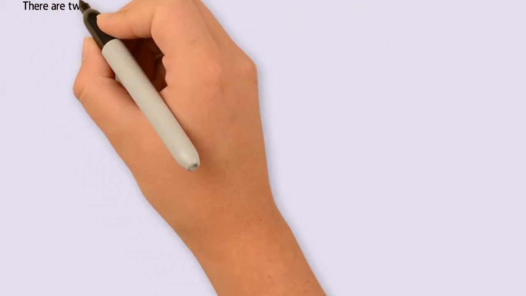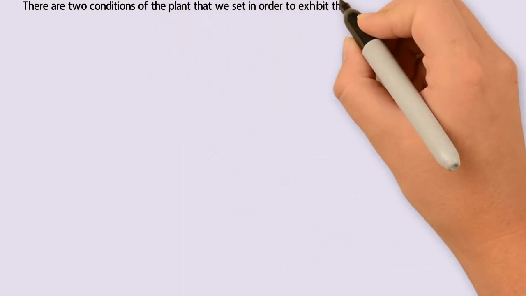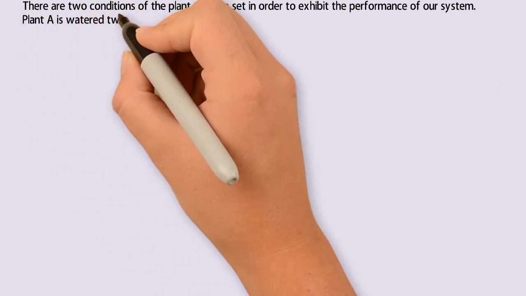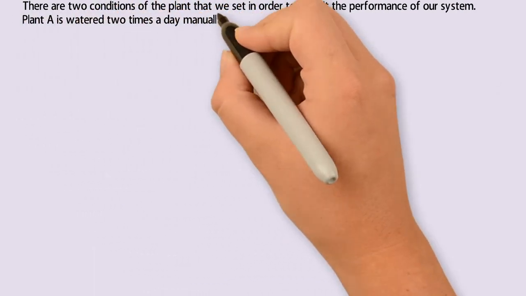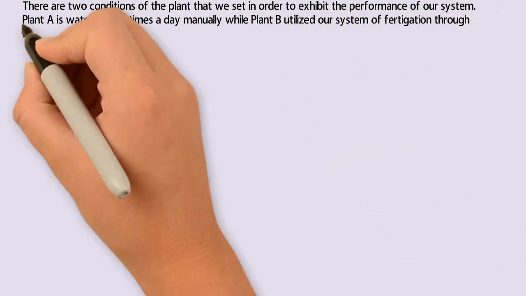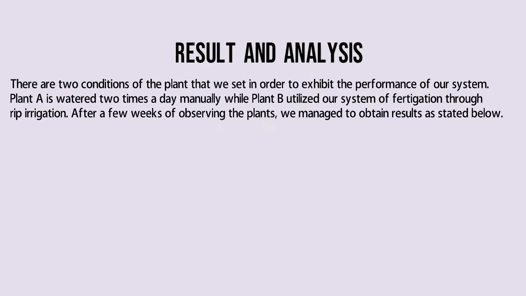As for the results and analysis of this project, there are 2 conditions of the plant that we set in order to exhibit the performance of our system. That is Plant A and Plant B. Plant A is watered 2 times a day manually, while Plant B utilized our system fully. After a few weeks of observing the plants, we managed to obtain the results.